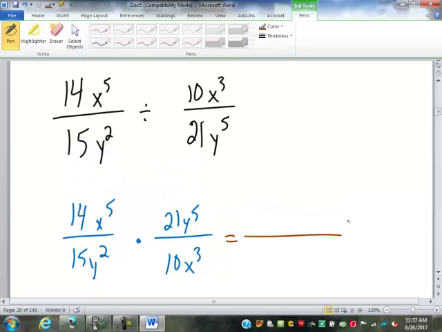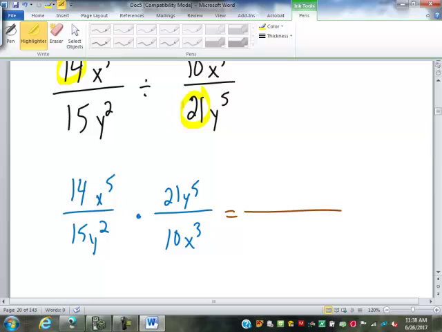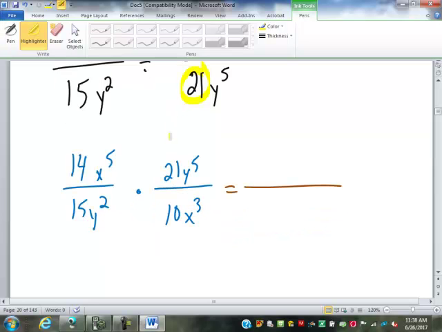Be careful. Do not cross cancel the 14 and 21 up here, because it's division. It's not multiplication yet, so you can't cross cancel. The 14 and the 10, and then the 15 and the 21, right? Exactly, yes. We're just going to go ahead and multiply them out and then reduce it later.